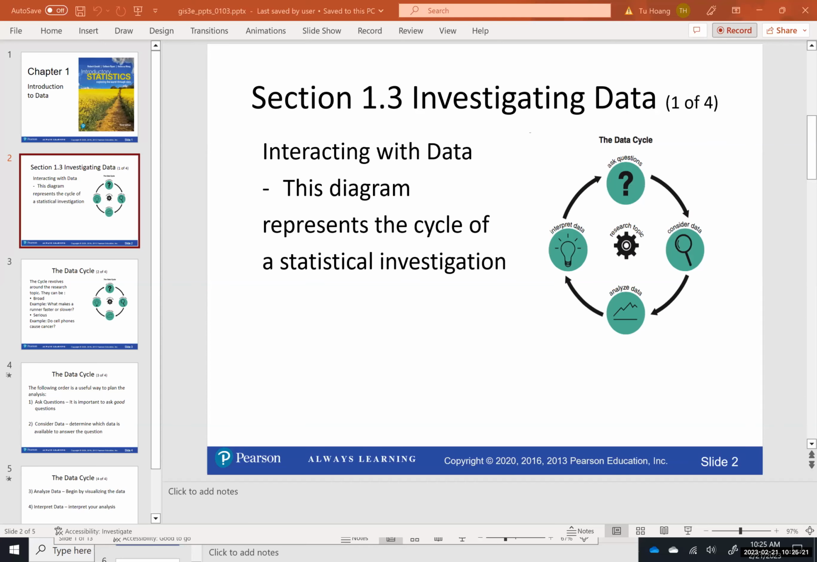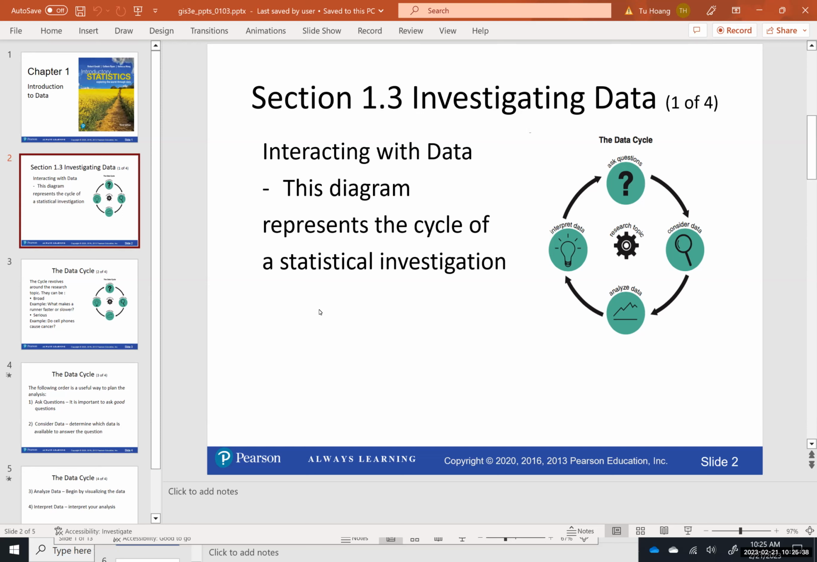We are working on 1.3, investigating data. This session is very quick. We only have 5 slides, so I'm going to run over it and then go to section 1.4 soon.